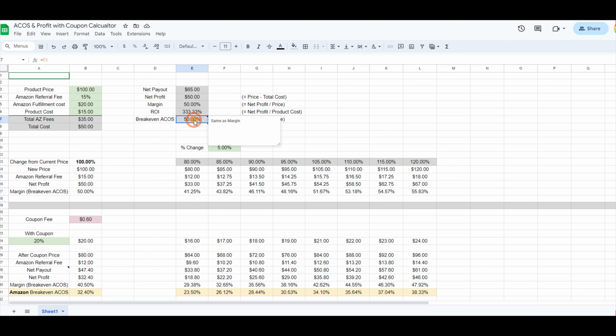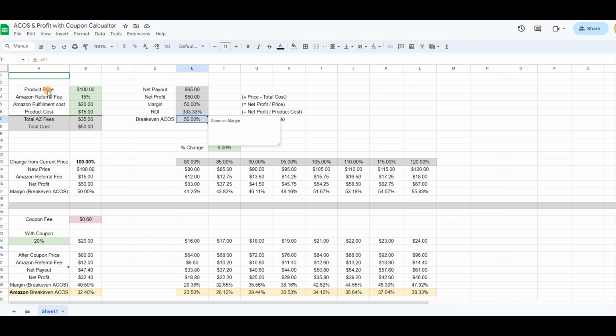And then based on this, your break-even ACOS is 50%, right? Because if your margin is 50%, then that's what you can spend in order to break even. So you could spend up to $50 for each sale and still break even, not lose money. Ideally, you want to spend less, but it's a good number to know when you're advertising your products: at what point do you go from profit to a loss?